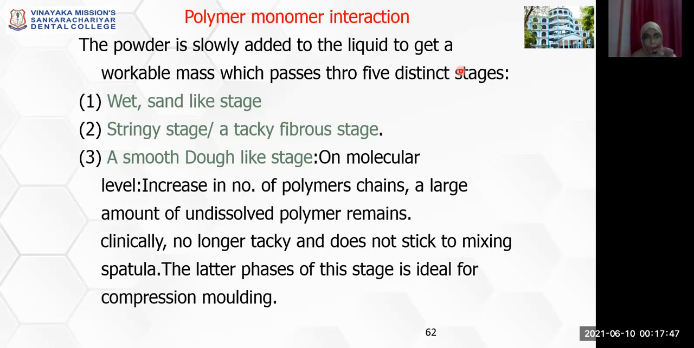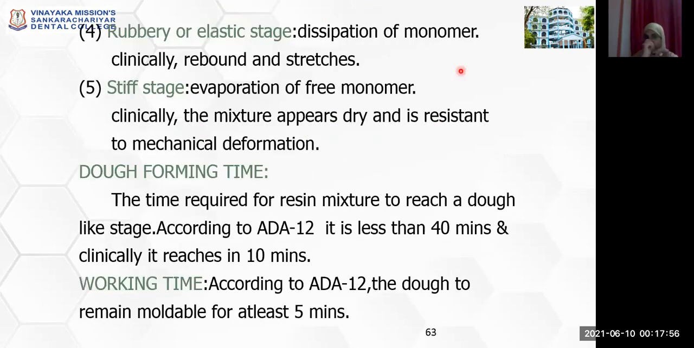It's only in this dough stage that it is not tacky, not sticking to your hand or your spatula. So it is at this stage you have to use it. If you leave this stage, it goes to a rubbery stage, and in the rubbery stage the material will start rebounding clinically, and you can't use it in that stage. Then it goes to a stiff stage where you can't manipulate it, and all the monomer has already evaporated. So this stage also cannot be used for curing.